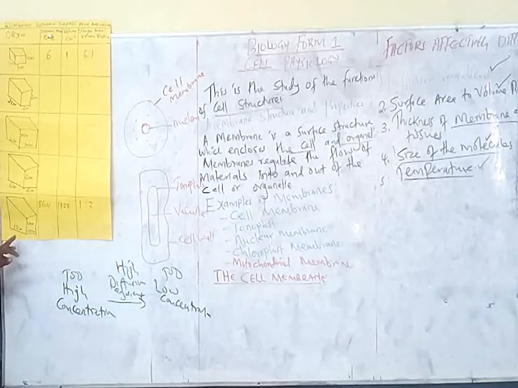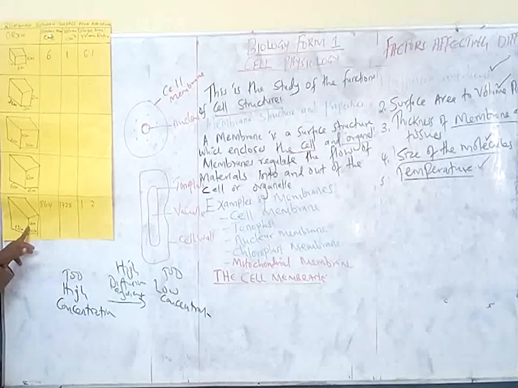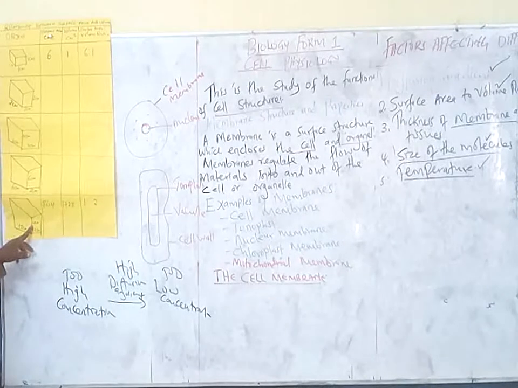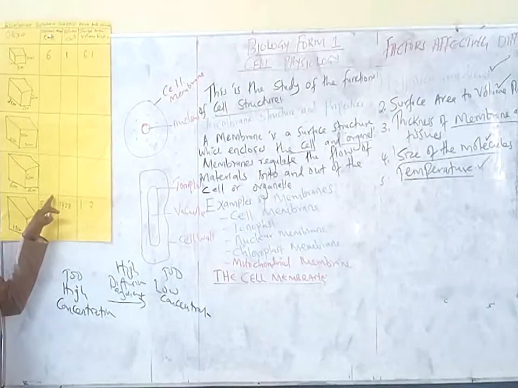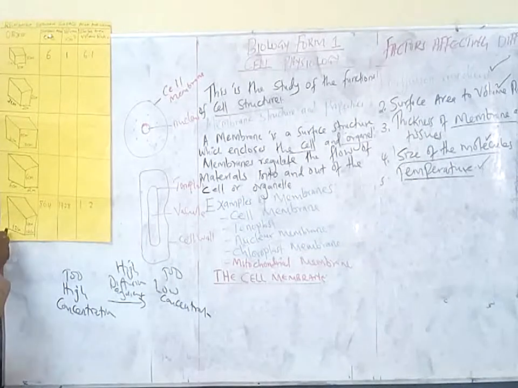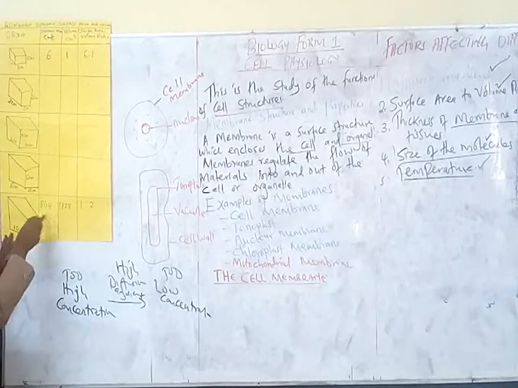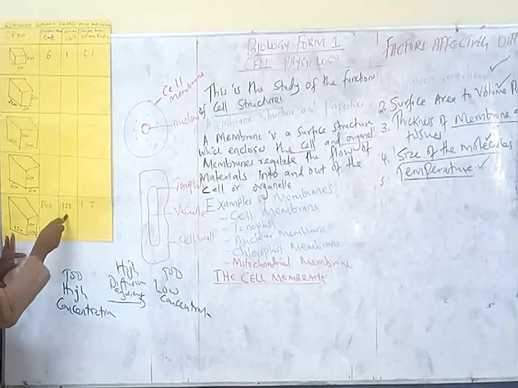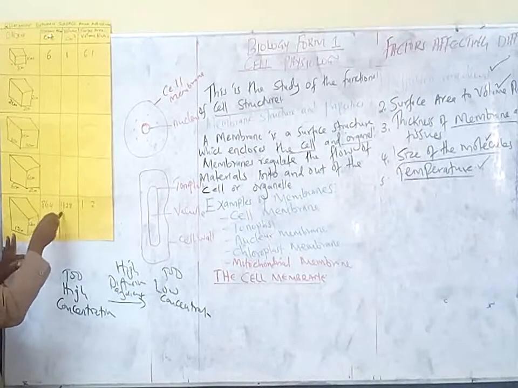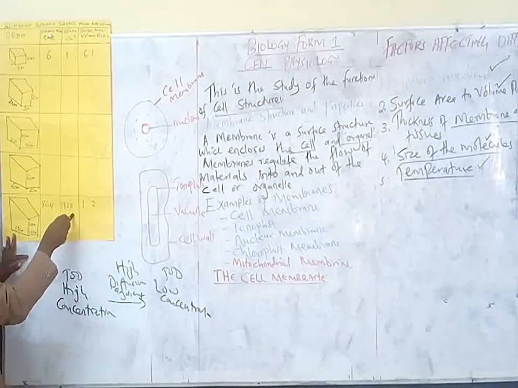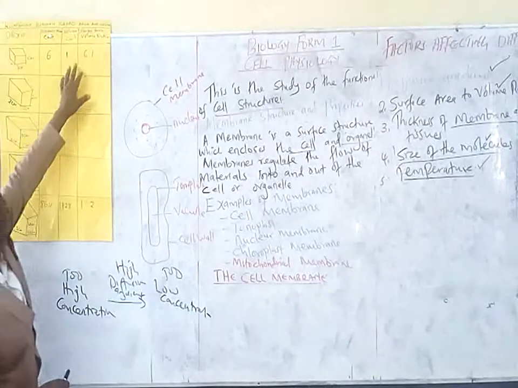Look at this larger one. 12 times 12. That is 1 face. And then multiply by how many faces? 6 faces. So you get 864. But what about the volume? Volume is length times width times height, which is 12 times 12 times 12. You get 1728. What is the ratio? 864 multiplied by 2 gives 1728, so the ratio is 1 to 2. What about this one? The ratio is 6 to 1.